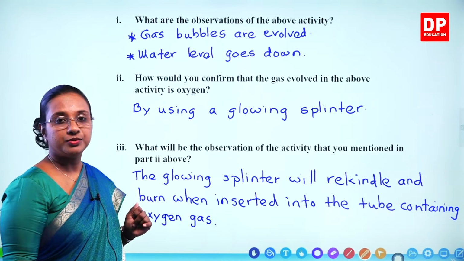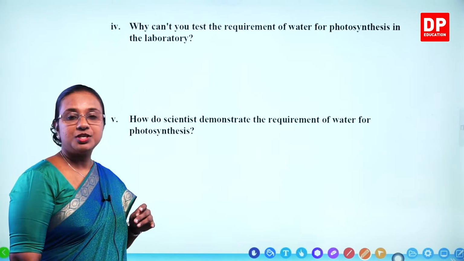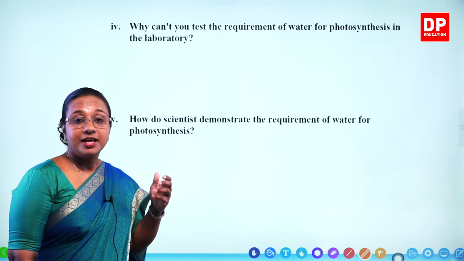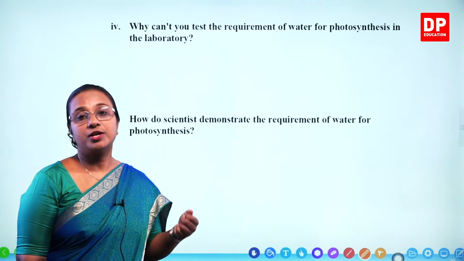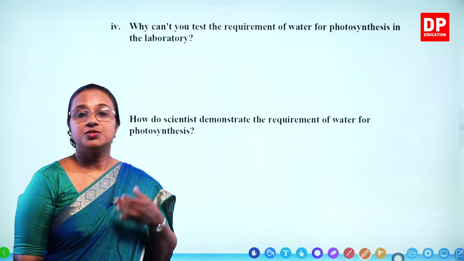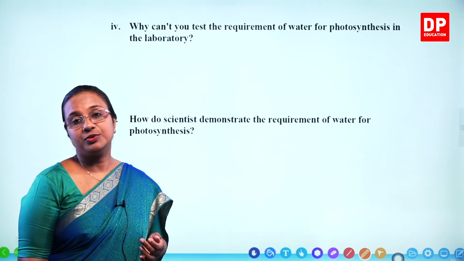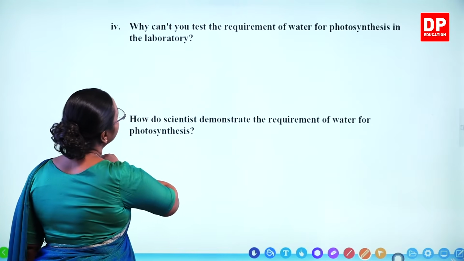I will move on to the next question. Why can't you test the requirement of water for photosynthesis in the laboratory? I am sure you know the answer. In the control experiment, if we remove all the water, the plant will die. So therefore, we cannot do the activity. So that is the answer you have to write here.